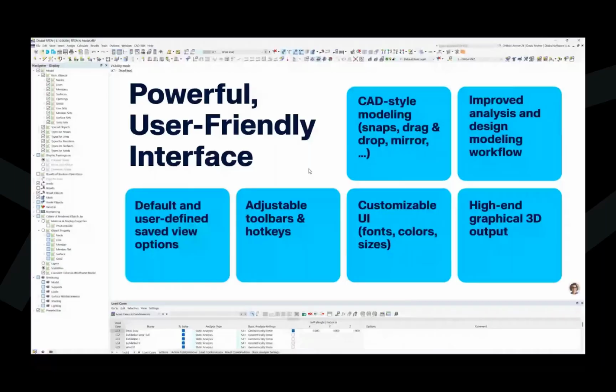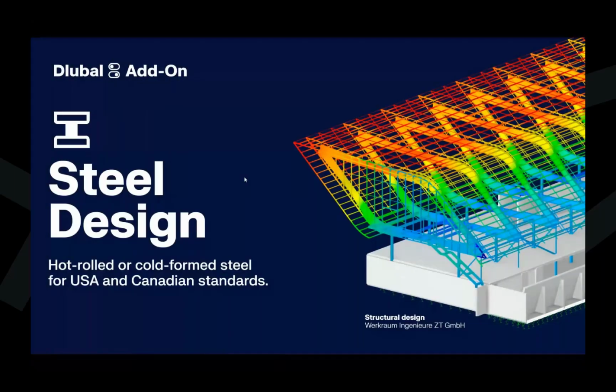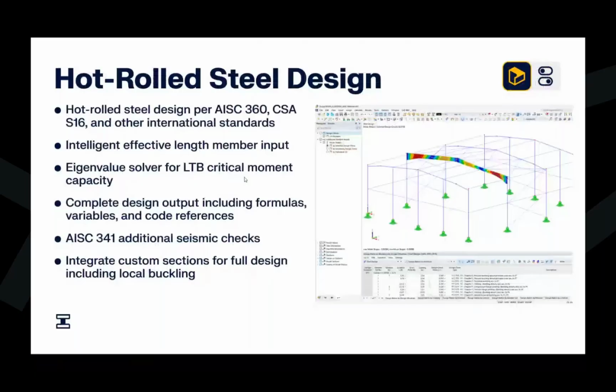So turning now to the specific add-ons, we'll start with the Steel Design add-on. So again, integrated within the base program RFEM 6, this allows us to take the analysis results and carry out both the hot rolled and cold form steel design of members according to the USA and Canadian standards. So we'll start off with hot rolled steel design in particular, and this does include the AISC 360 that you see here, as well as the CSA S16 and other international standards. So you have access to all codes when you do purchase this add-on.